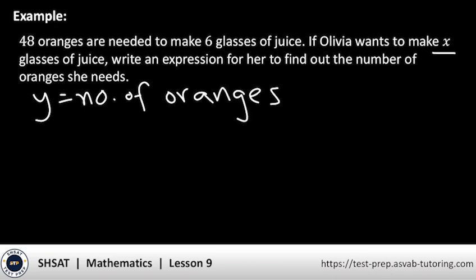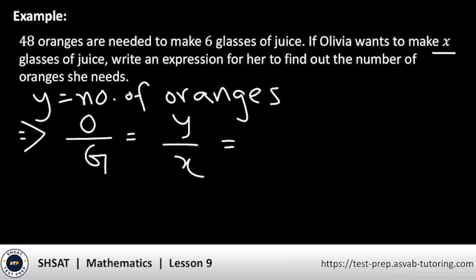So in that case, we can try to figure out a ratio. If I want to go for oranges to the glasses of juice, that's going to be Y over X. And it's saying 48 oranges are needed to make 6 glasses of juice, so 48 on top and 6 on the bottom, okay? Because we need to figure out an expression to find the number of oranges, we need to put Y on one side and everything else on the other side. That's also important to figure out what the question is really asking for. If the question had asked for glasses of juice, we would have put X on one side and everything else on the other side, okay?